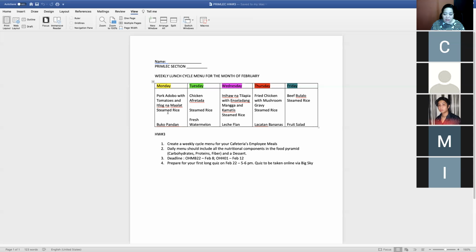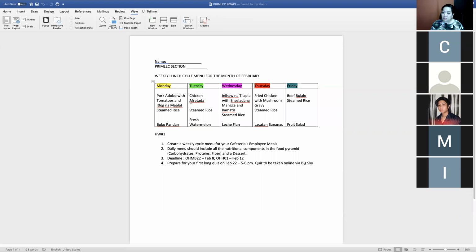In total, you just have to provide me 5 days of menus. Very, very basic. Just think of what you eat at home, even as simple as that. Simple meals that are prepared at home. So what are these? For example, for Monday's lunch, this is actually a lunch cycle menu. I wrote down here pork adobo with tomatoes and itlog na maalat and steamed rice.